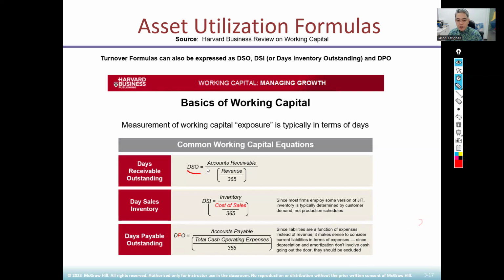So remember here, if your DSO is less than 30, it means that you're collecting fast enough, right? Because that's your credit term. If this one is 30 also, or less, it's good because it means that you're selling. If this one is also say less than 30, is it a good thing? So it's the reverse. It's not a good thing.